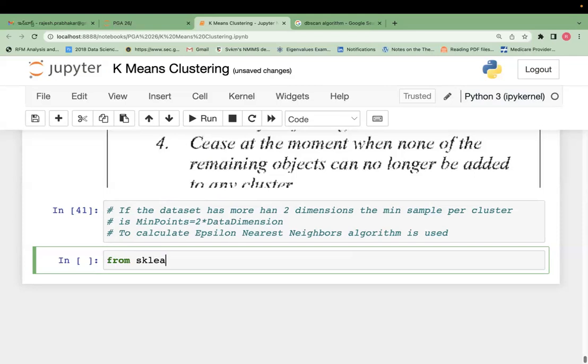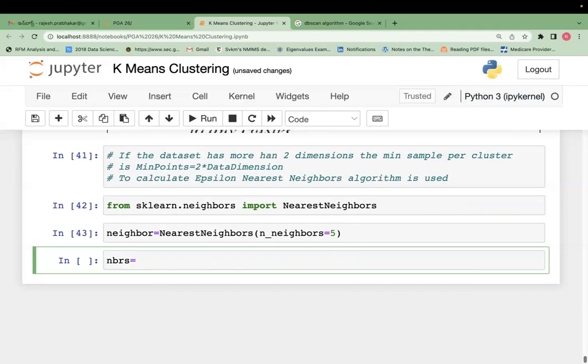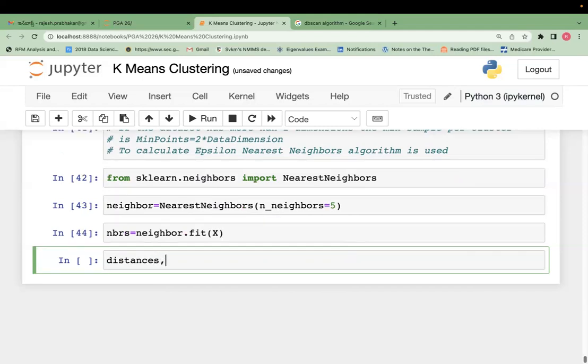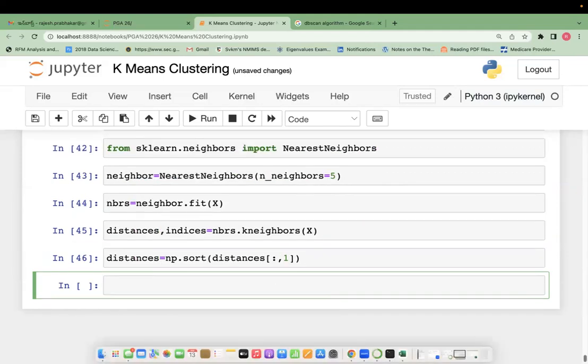From sklearn.neighbors import NearestNeighbors, neighbors is equal to NearestNeighbors with n_neighbors equal to 5. nbrs, distances is equal to nbrs.distances, np.sort of distances, colon comma 1 in square brackets. So we are trying to find the epsilon here using the nearest neighbors method.